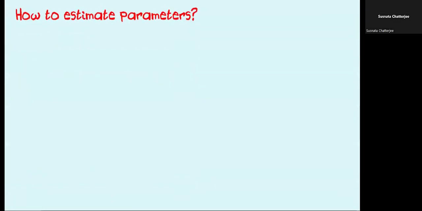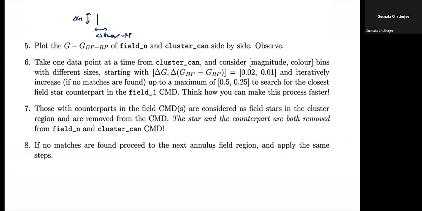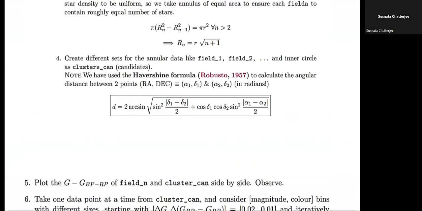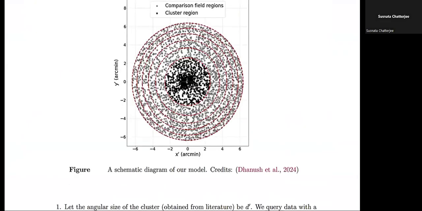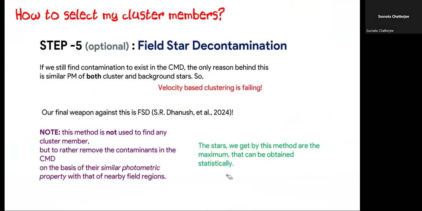Now, after this process, what we'll get is statistically the most number of stars that can be obtained in a highly crowded region of the galaxy, of an open cluster situated in a highly crowded region of a galaxy.